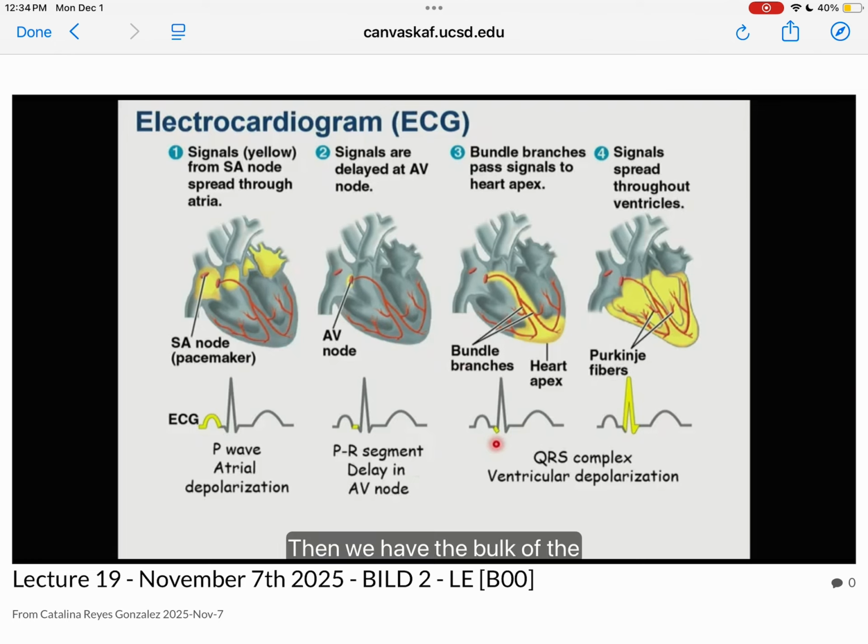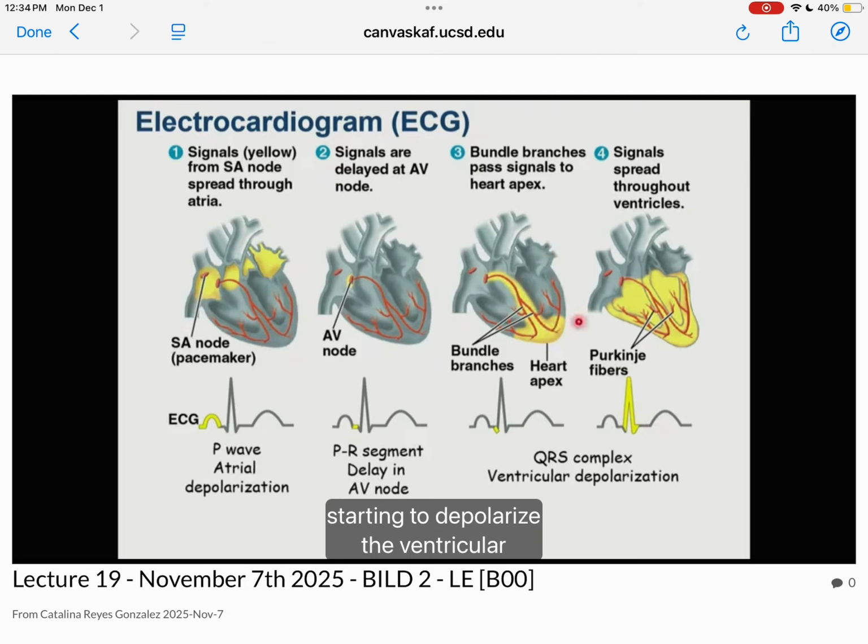Then we have the bulk of the depolarization, so the bulk of the action potential, and that's going to be the R over here. So that's that signal going down here and starting to depolarize the ventricular cardiac muscle cells, and you get this positive deflection called the R wave. You almost always have an R wave. And then you have the signal going into these Purkinje fibers, deep in the muscle, and that's going to be that S wave. So this other little negative deflection here, that's an S wave.